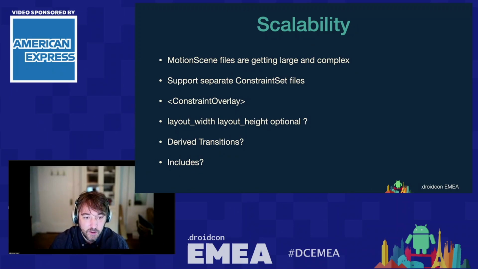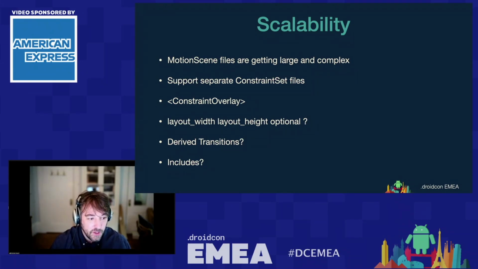Another thing that we want to introduce in 2.1 is making layout width and layout height optional, because in some situations, specifically with the helper objects, like guidelines or barriers, they don't have an intrinsic size that you really have to specify. So you end up having to have the layout width and layout height specified for no good reason. So that's another example where we'll try to make the XML and the specification a little cleaner.